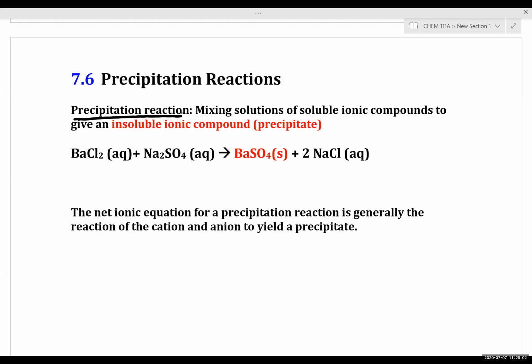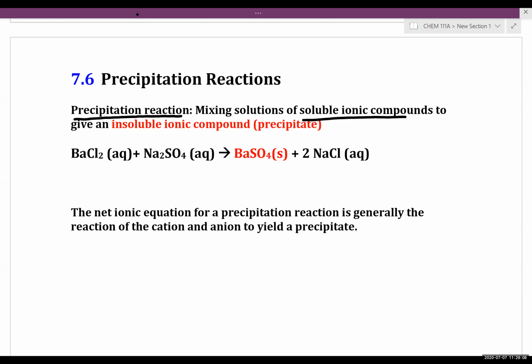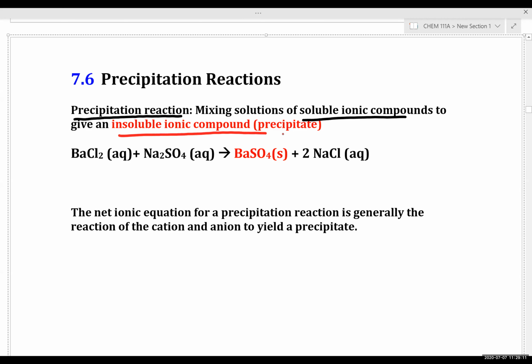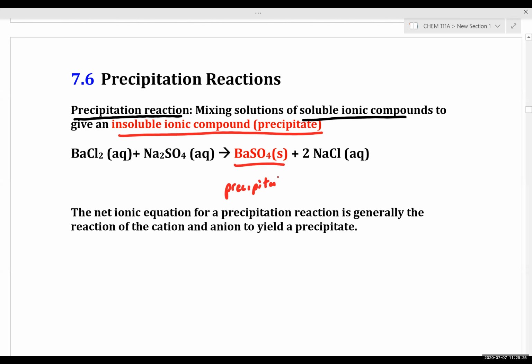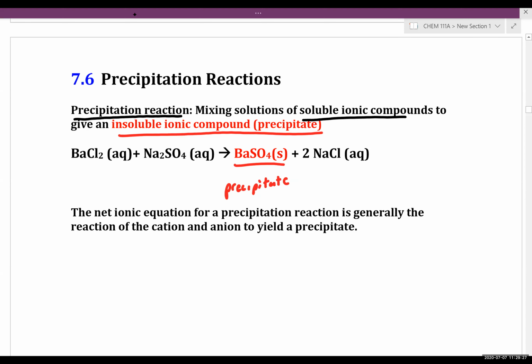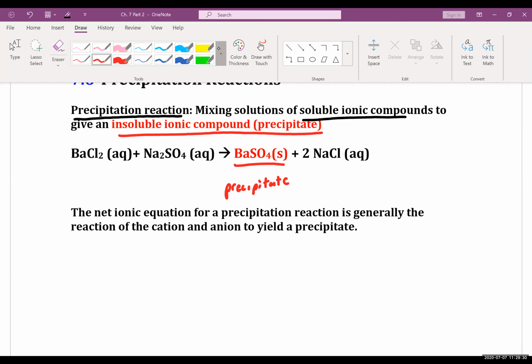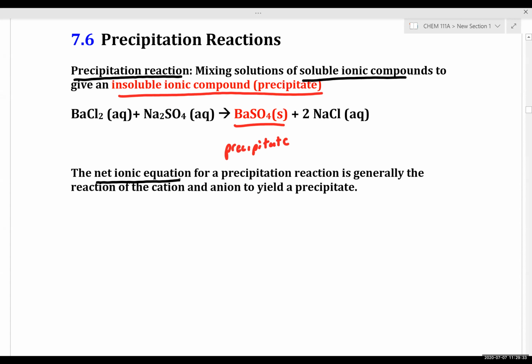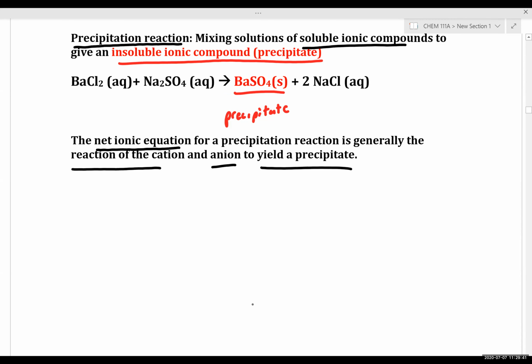So in a precipitation reaction, we are mixing solutions of soluble ionic compounds to generate an insoluble ionic compound known as a precipitate. So anytime you see formation of an insoluble ionic compound from 2 solutions, I'd want you to think precipitation reaction. Now, an interesting thing about precipitation reactions is that the net ionic equation for a precipitation reaction is generally the reaction of the cation and anion to yield a precipitate. Not always, but most of the time.